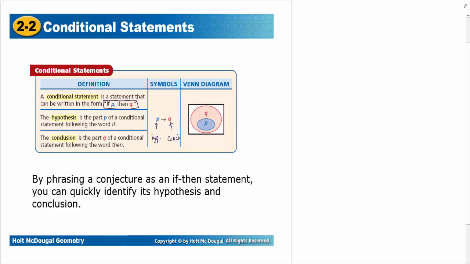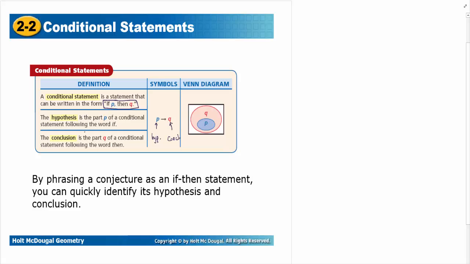And these are typically the variables or letters that we use to represent hypothesis and conclusion. They can be different letters, but it's just like in algebra how X is your most common variable. Well, in a logic statement, P is typically the hypothesis and Q is typically the conclusion, although it can be other letters. Okay. So again, by phrasing a conjecture as an if-then statement, you can quickly identify its hypothesis and its conclusion. That's really what we need to be able to define in this unit.